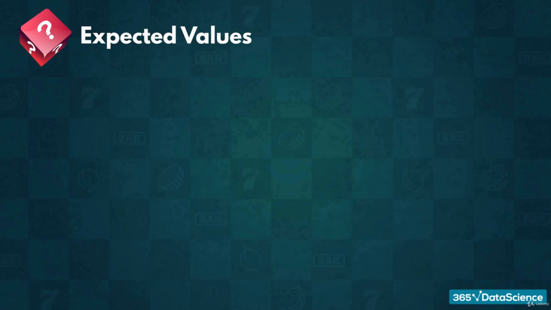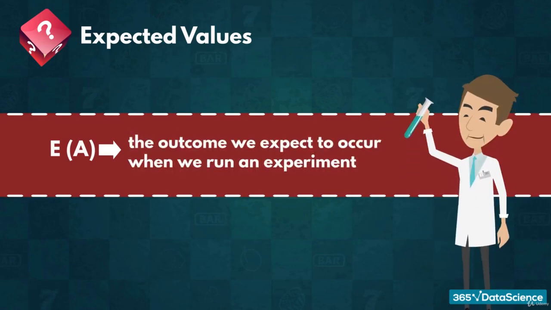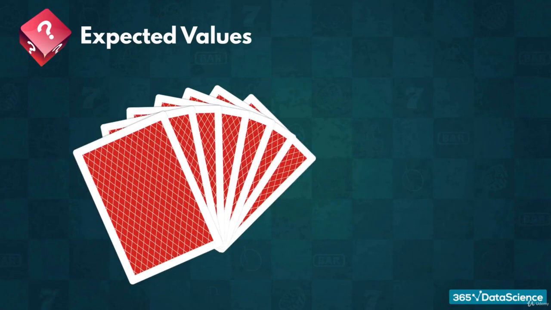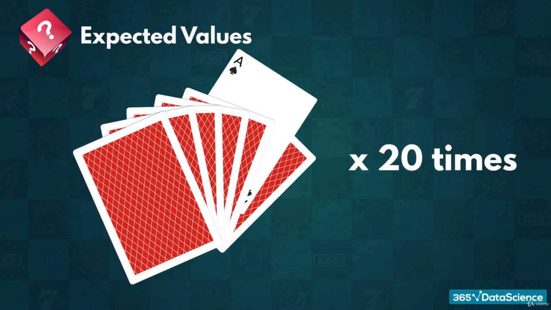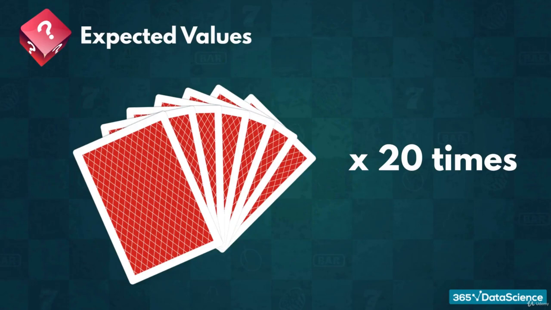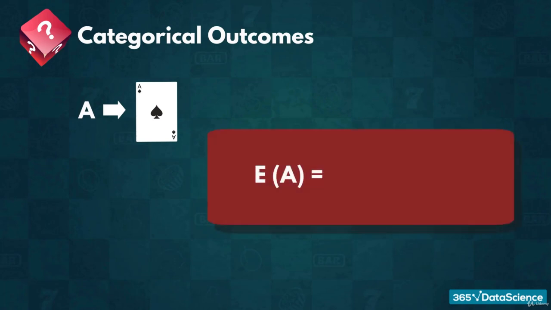The expected value of an event A, denoted E of A, is the outcome we expect to occur when we run an experiment. To clarify any confusion around the definition, let us examine the following example. We want to know how many times we will get a spade if we draw a card 20 times. We always record the value of the card and then return it to the deck before shuffling. For an event with categorical outcomes, like suits, we calculate the expected value by multiplying the theoretical probability of the event, P of A, by the number of trials we carried out, N.